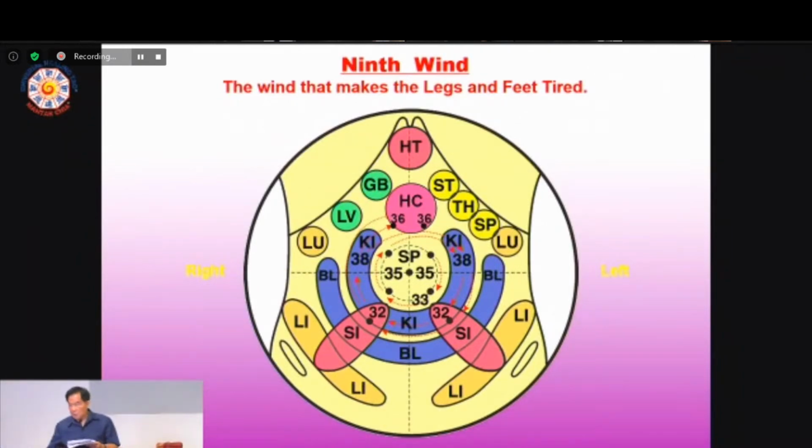So we have the 35, 33, 33, 35. And in here they don't have, but we can add in the kidney, small intestine, and so we have 38, 32, 32, 38, and 36.